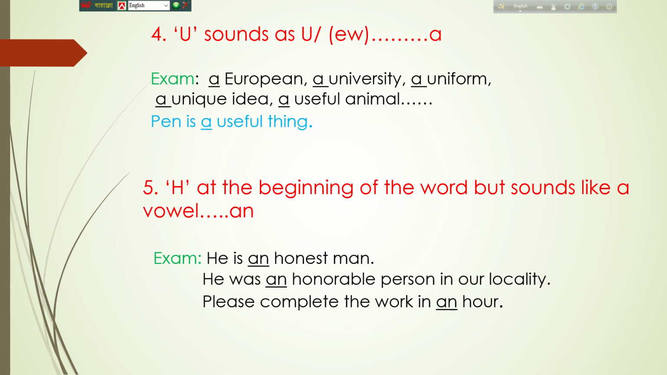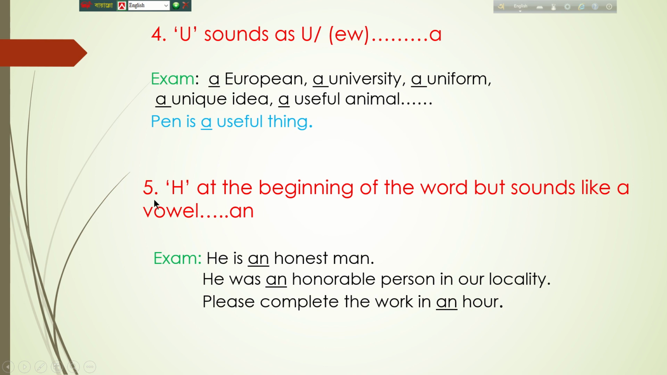Let's see another rule. Rule 4. U sounds as you. Then you have to use a. For example, a European, a university, a uniform, a unique idea, a useful animal, etc. Let's see in the sentences. Pen is a useful thing. Here, U sounds like you. For that reason, we use a here.